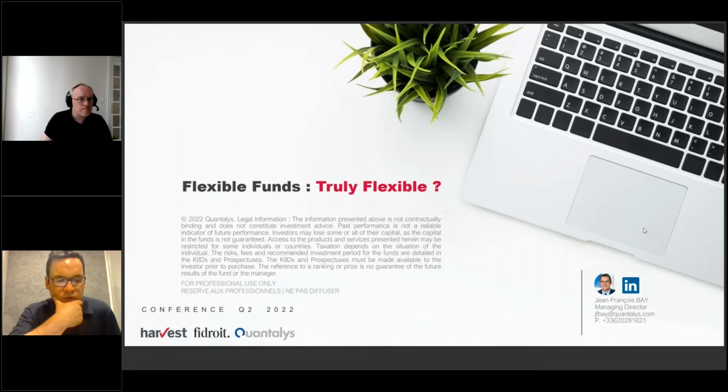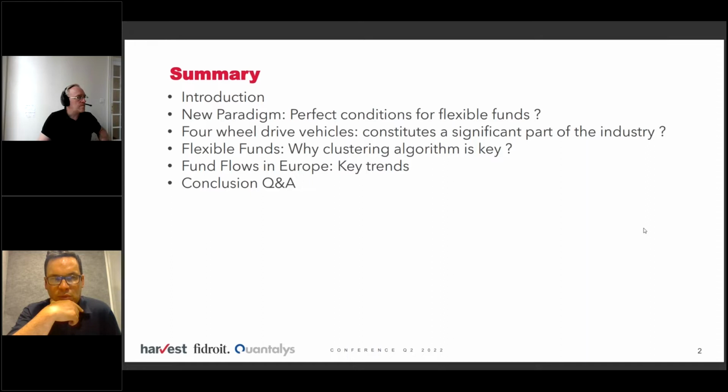The first point, in the introduction, is a quick update on Quantalys. So I will explain the plan and the summary. Next slide, you have the executive summary: the introduction with some updates on Quantalys, then we'll talk about the market condition, in fact, for the flexible funds.